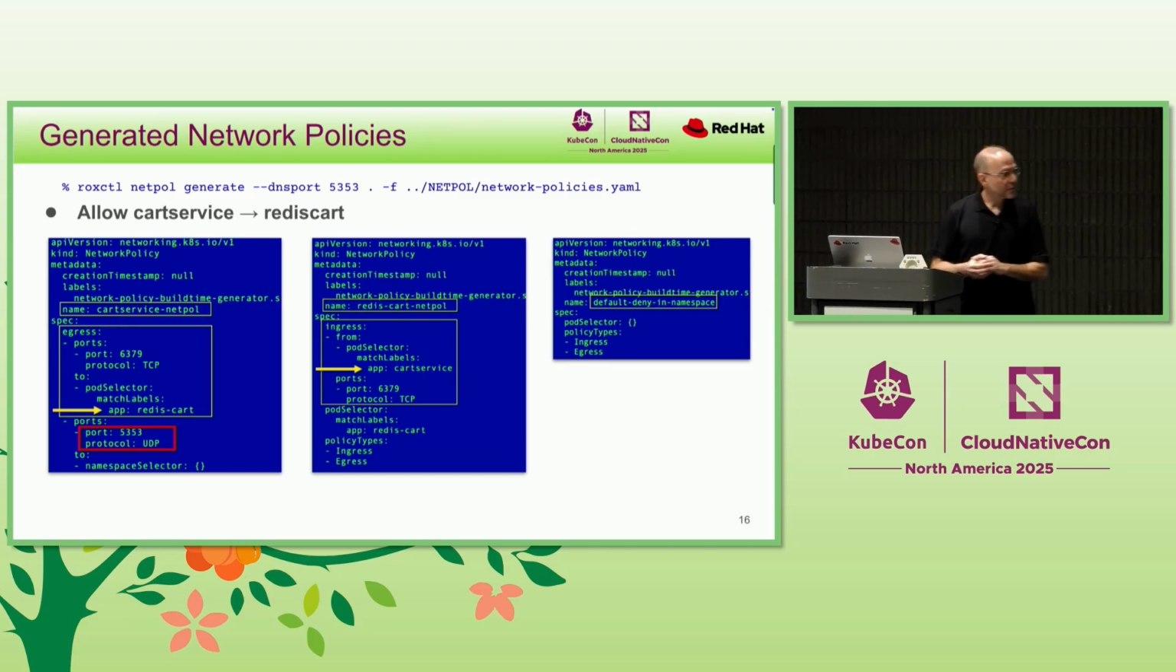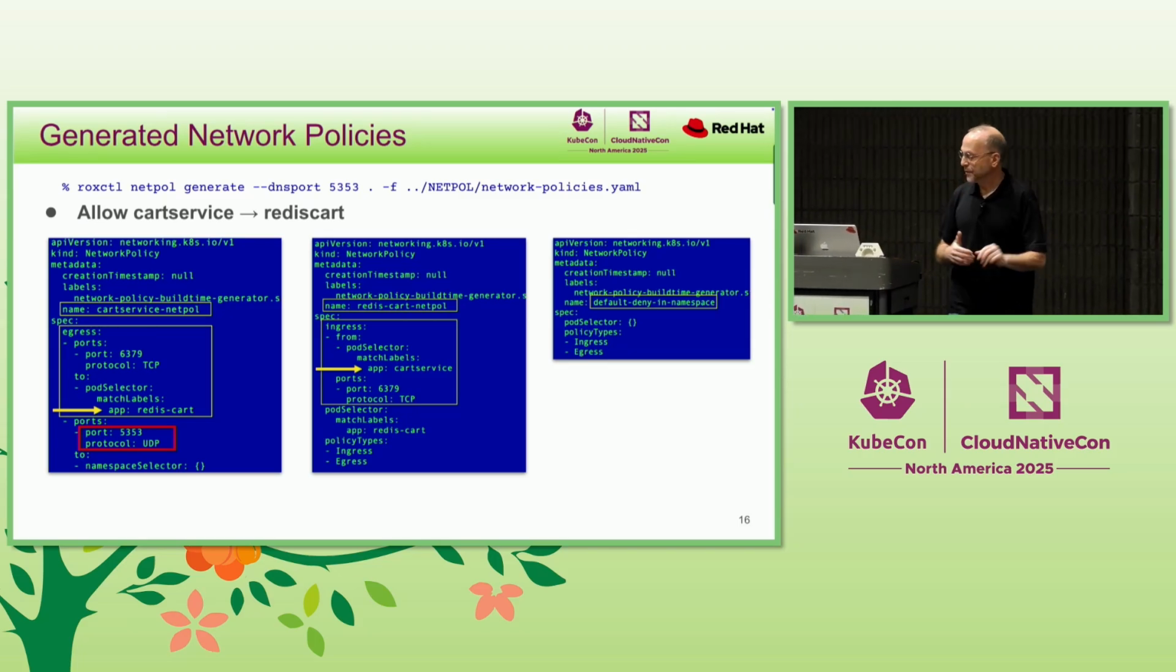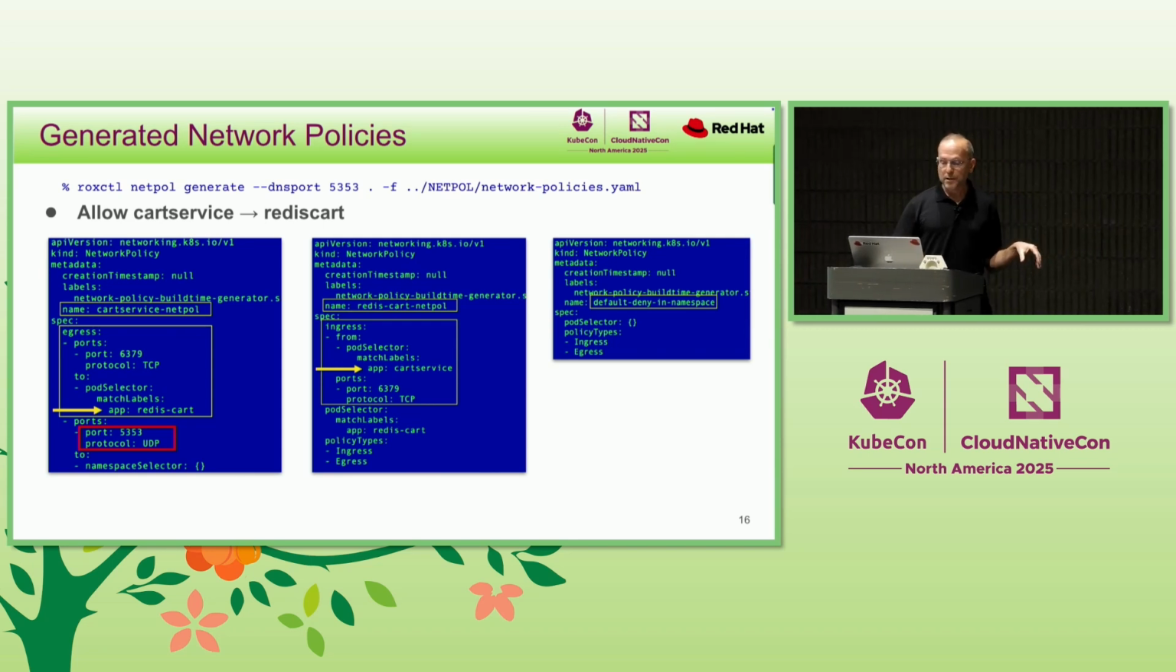So I hope that you can see that it's not too small, but on the left, we have a policy that selects the cart service and allows it to have egress towards Redis cart. In the middle, we have the Redis cart policy that allows ingress from cart service. So both these policies together are required to allow connectivity from Redis cart into cart service.